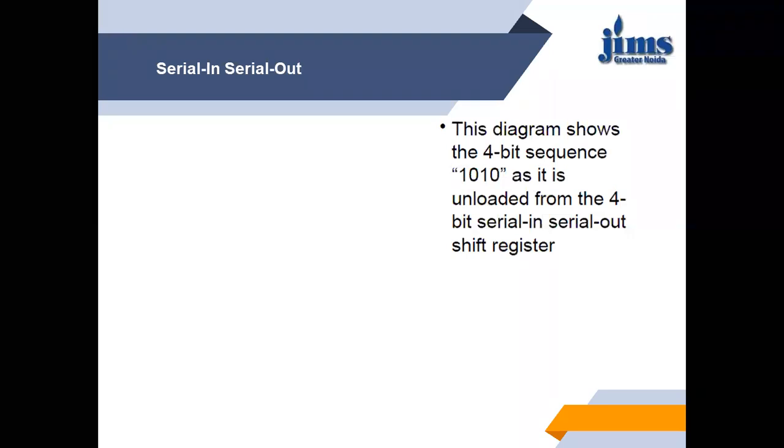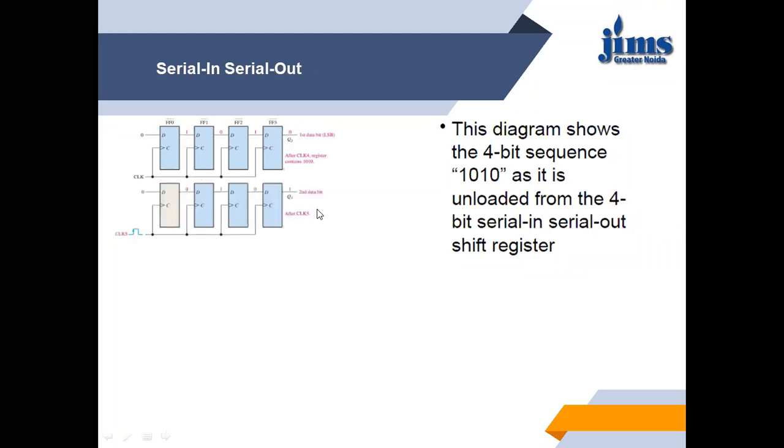So 1010 is unloaded from the 4-bit serial in, serial out shift register. In the same manner, suppose the initial value is 1010, what we loaded in the last slide. What happens when the first clock comes and I am entering data 0? I am clearing the flip-flops one by one. Whenever the first clock comes, 0 is entered and the first bit is out. The first bit out is 0.